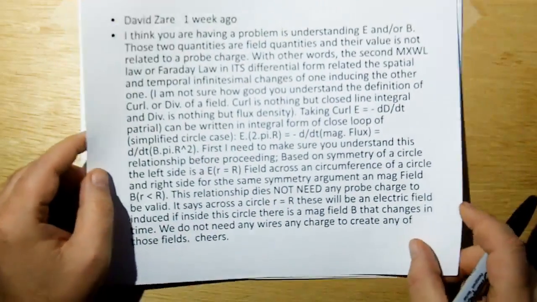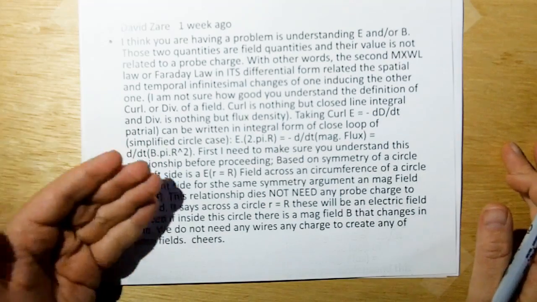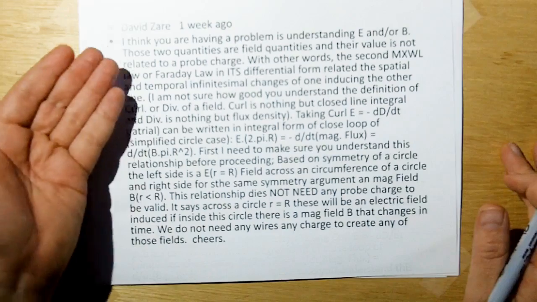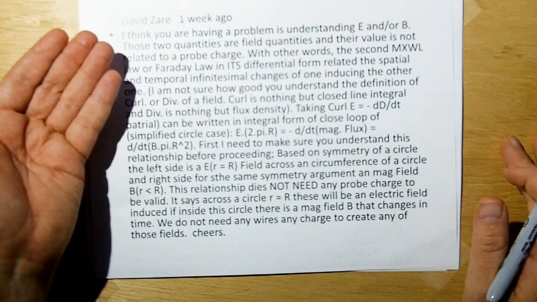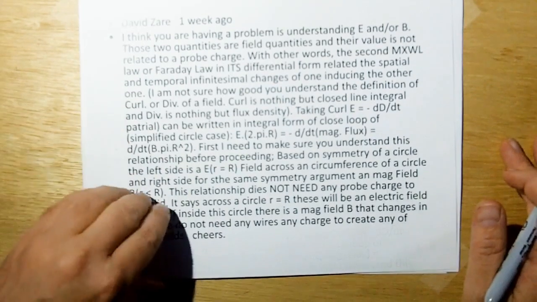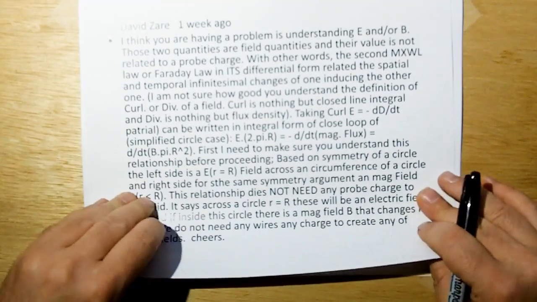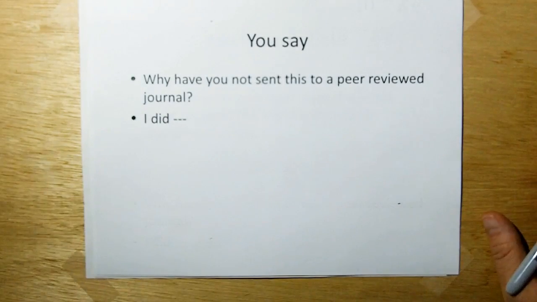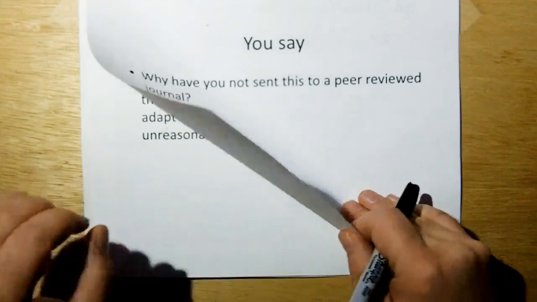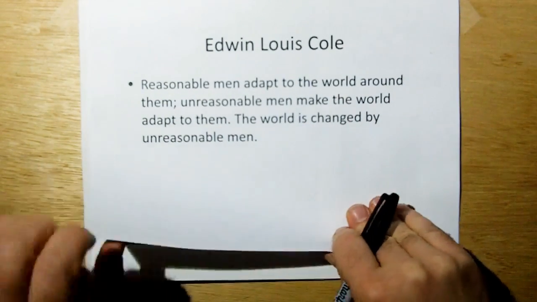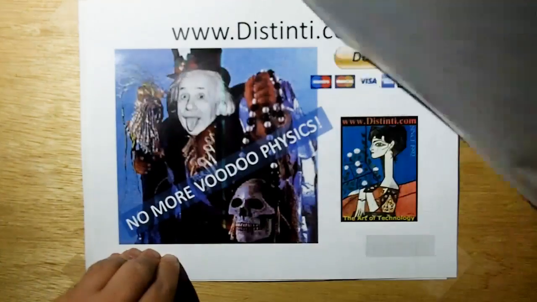I usually get letters like this from people that try to claim that I don't know anything about electric and magnetic fields, and they come up with this gibberish. They're just regurgitating stuff they learned in college. I mean, I don't know if this David Zare is a real physicist or engineer. It looks like he has some training, but it looks like he has no real application experience, because he's just regurgitating what comes out of a textbook, which you saw what I did to a textbook. So, no, that's reasonable men adapt to the world around them. Unreasonable men make the world adapt to them. The world is changed by unreasonable men.